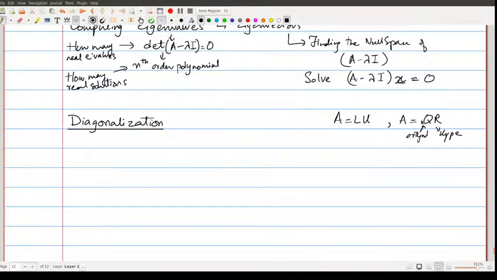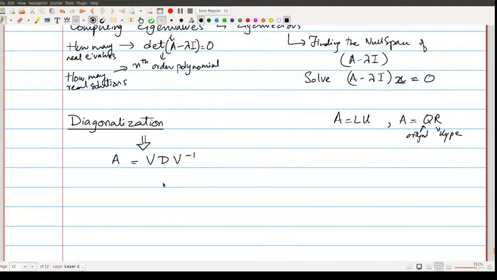We do these factorizations because they make computations a lot easier for us. They make it more efficient for us to solve linear systems, right? And in the same way, we can now talk about the idea of diagonalization, which is we write A equals V D V inverse, right?